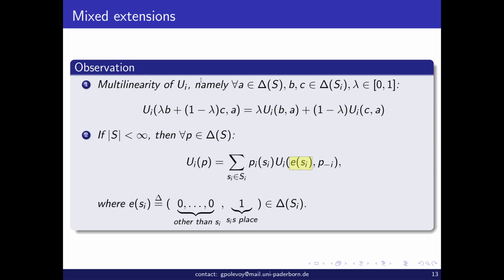So in the other places there is 0, and in S_I's place there is 1, because all the weight goes there. So with probability 1, that mixed strategy plays S_I. So we look at what happens if the player plays S_I with probability 1 against the same mixed strategy of the others, P minus I. And we weight that with the weight that S_I should have got, P_I of S_I. So instead of having the P_I inside the capital U_I, we can take it outside. That's again simply from the linear definition of U_I. So we have these properties.